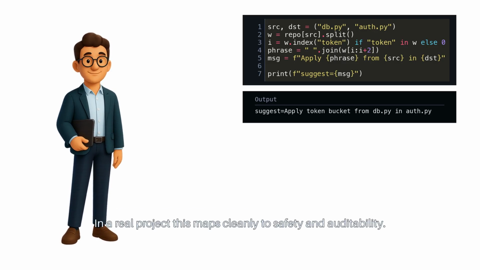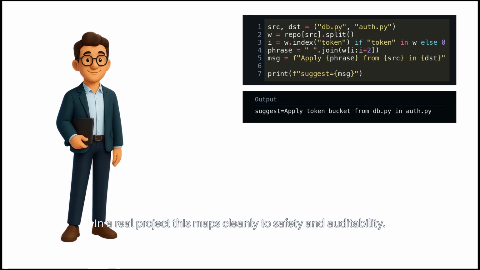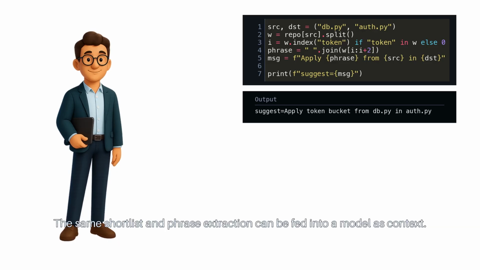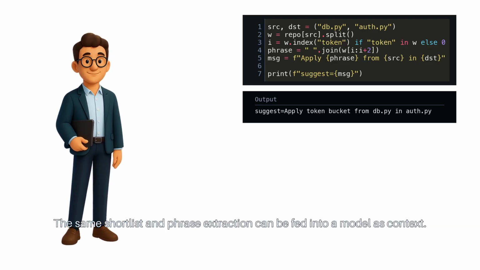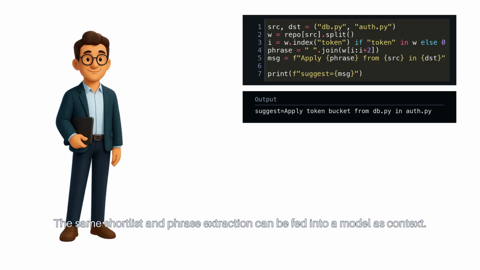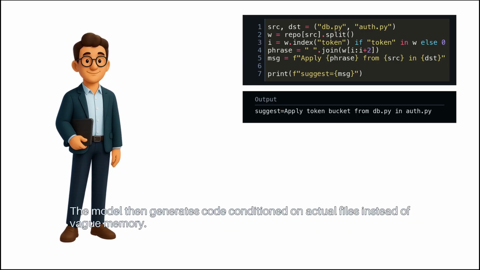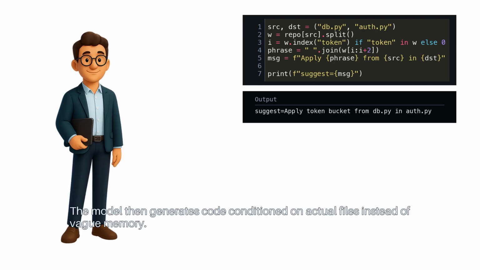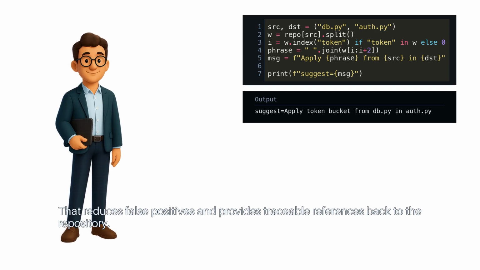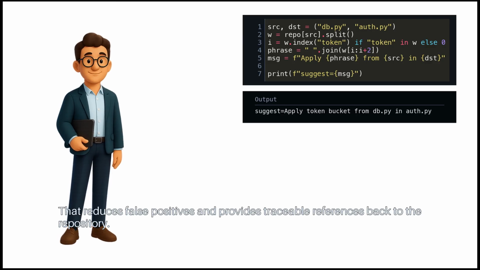In a real project, this maps cleanly to safety and auditability. The same shortlist and phrase extraction can be fed into a model as context. The model then generates code conditioned on actual files instead of vague memory. That reduces false positives and provides traceable references back to the repository.